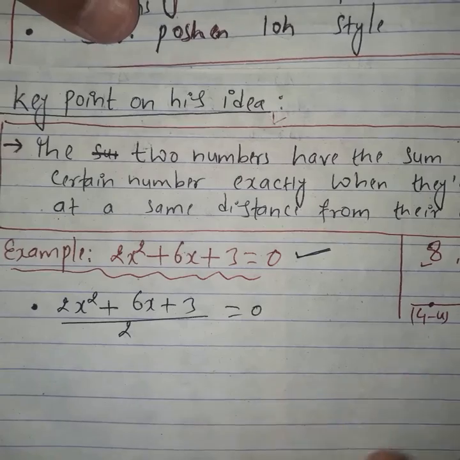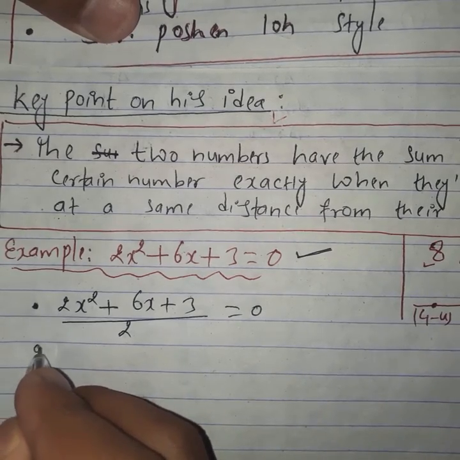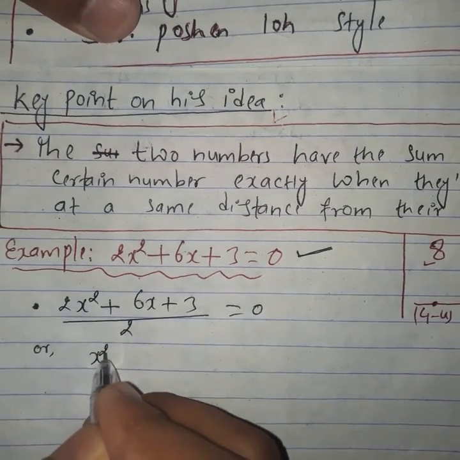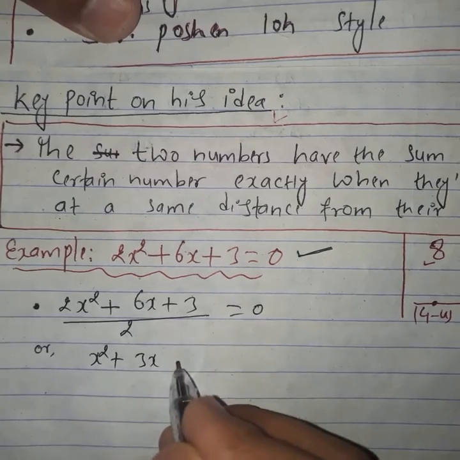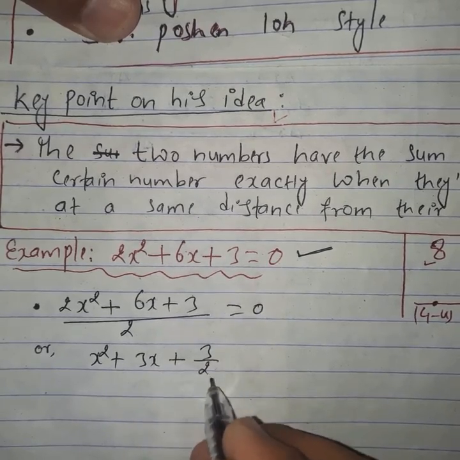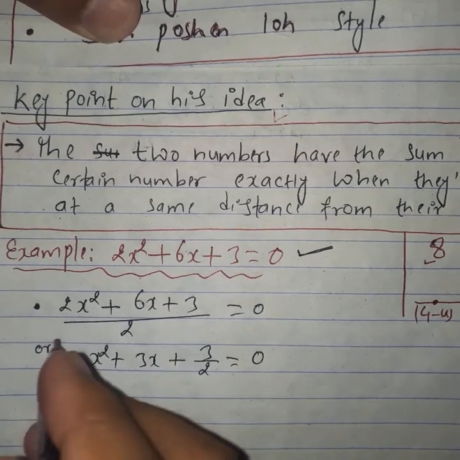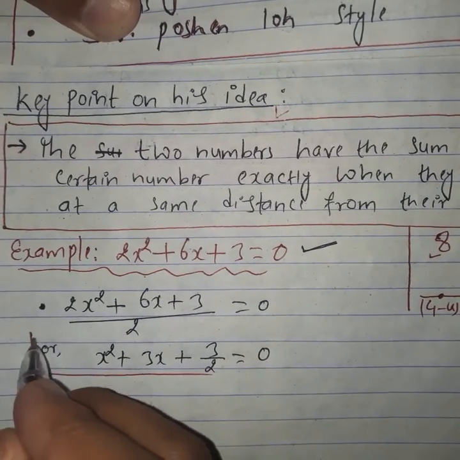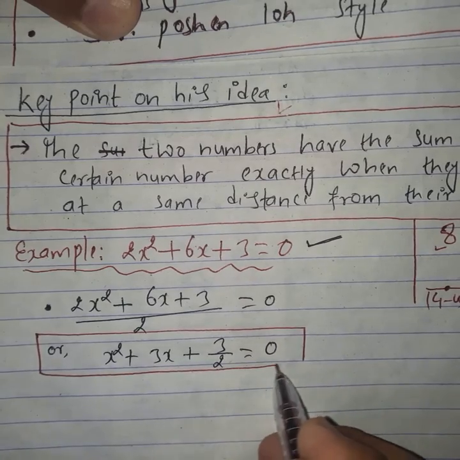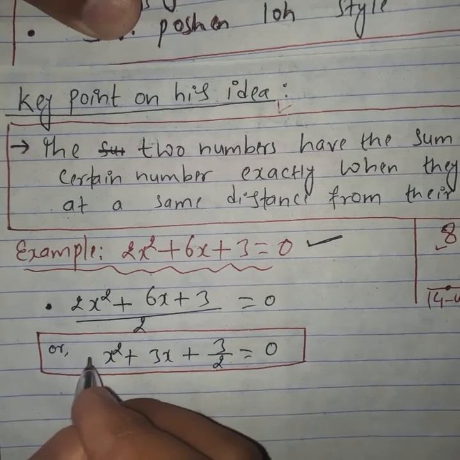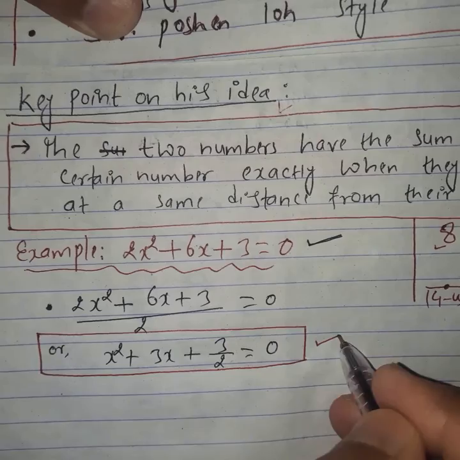This is the quadratic equation. This can be further simplified as x square plus 3x plus 3 over 2 equals 0. This is the first step, to make the coefficient of x square 1. Here we make the coefficient of x square 1. This is the first step.